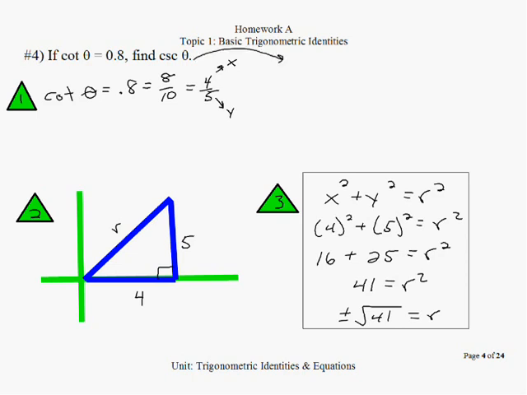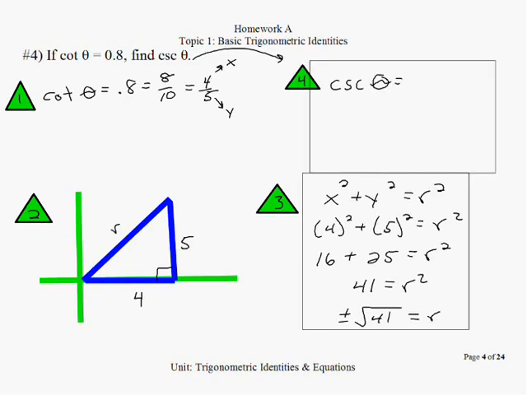Therefore, cosecant of theta is r over y. Therefore, cosecant of theta is positive square root of 41 over 5.